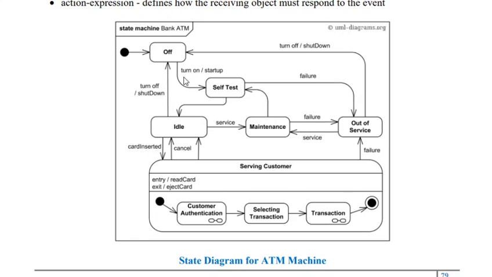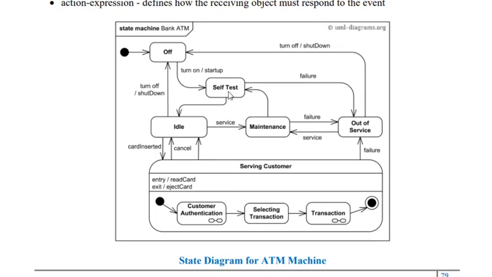It may so happen that after self-test, the system is in idle state and the card is inserted. Once the card is inserted, the card is read, customer authentication is done, transaction is selected, transaction is performed, and this particular complex state terminates. Based on a valid transaction that the customer performs, first authentication is done, transaction selection is done, transaction execution is done, and this complex state gets over. Again, the system moves back to the idle state. That also may happen.